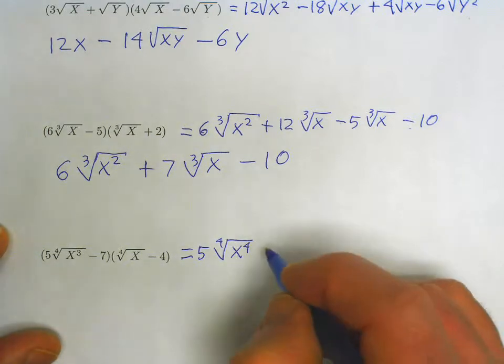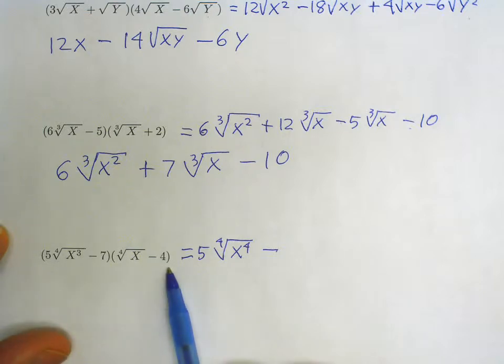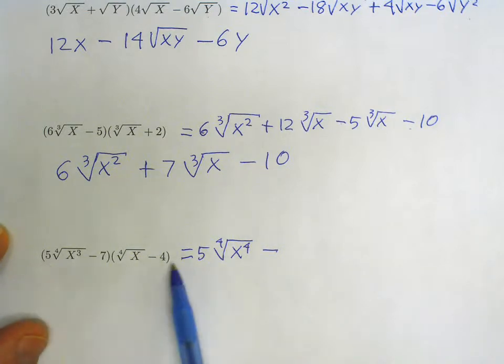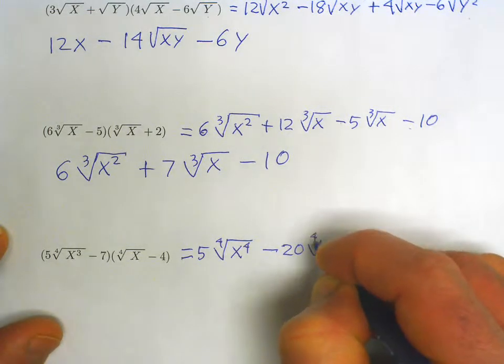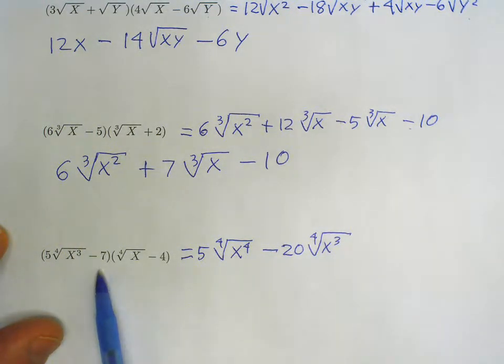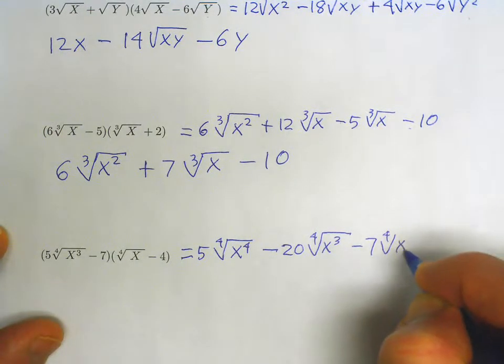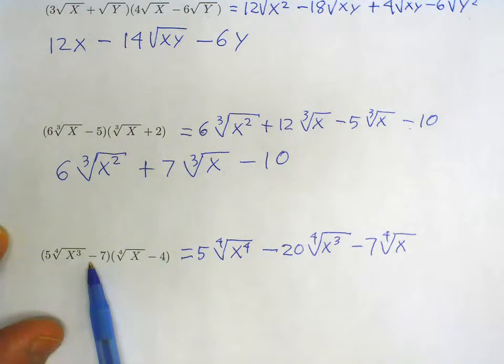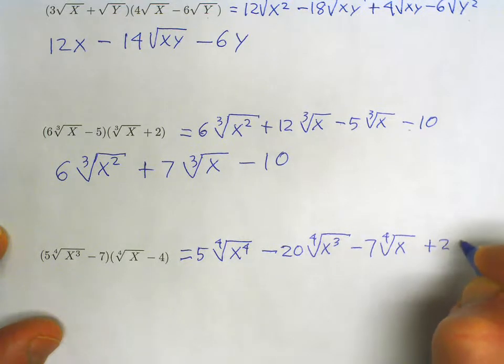Then we're going to subtract 5 times the 4th root of x to the 3rd times 4. So since 5 times 4 is 20, this is going to be minus 20 times the 4th root of x to the 3rd. And then we're going to subtract 7 times the 4th root of x. And finally, negative 7 times negative 4 is positive 28. So on the right, we're going to add 28.